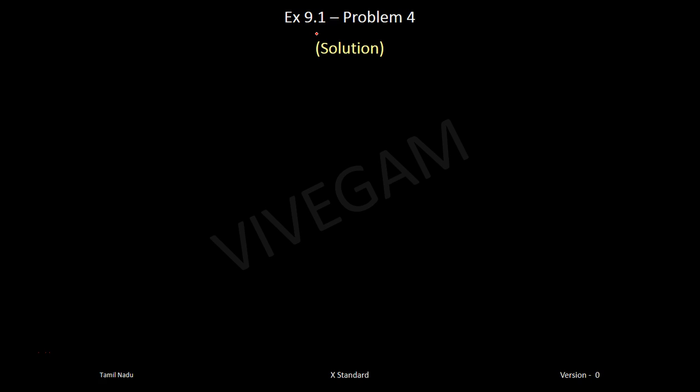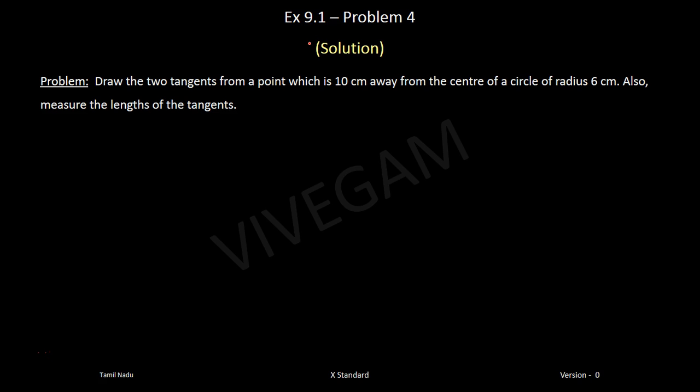Exercise 9.1 Problem 4 Solution. Draw two tangents from a point which is 10 cm away from the center of a circle of radius 6 cm. Also, measure the lengths of the tangents.